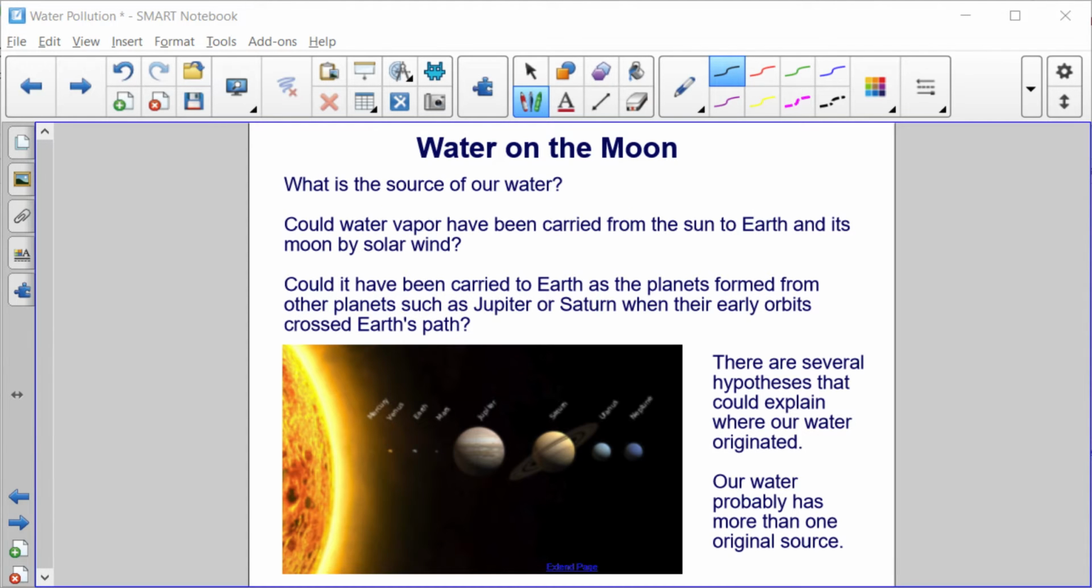So what is the source of our water? Could water vapor have been carried from the sun to Earth and its moon by solar wind? Could it have been carried to Earth as the planets formed from other planets, such as Jupiter or Saturn, where their early orbits crossed Earth's path? There are several hypotheses that could explain where our water originated. Our water probably has more than one original source.